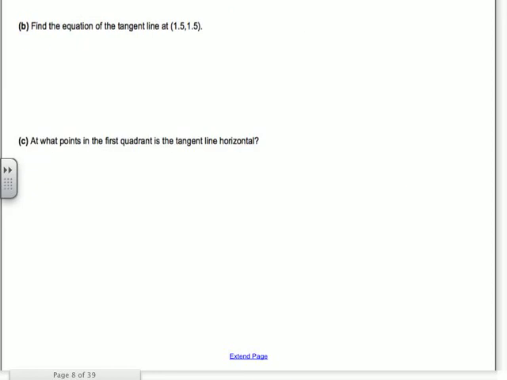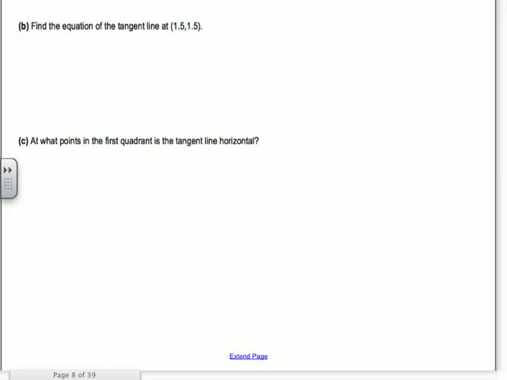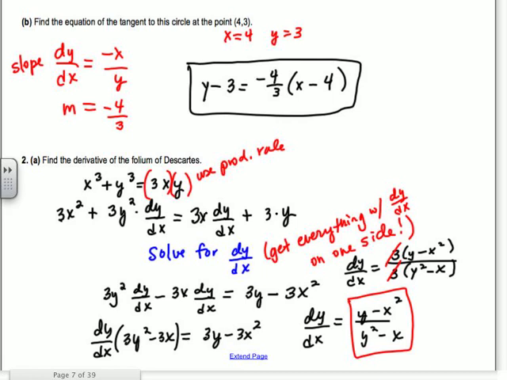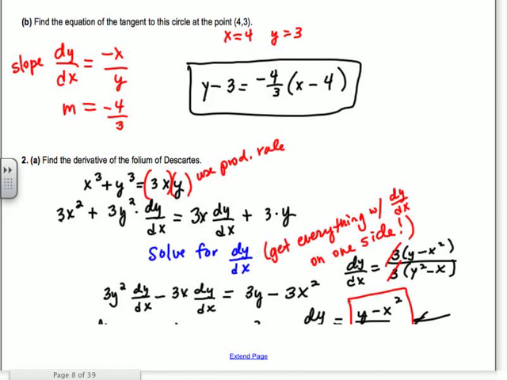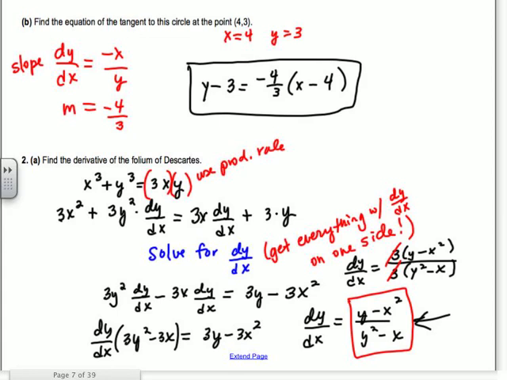So find the equation of the tangent line at 1.5, 1.5. So how would I do that? Just plug them in for the slope. You have solved for the slope. It's in terms of x and y. You have x and y, so plug them in. Dy over dx, because that's your slope, right? This one. So y minus x squared. So I'm going to have 1.5 minus 1.5 squared all over 1.5 squared minus 1.5.